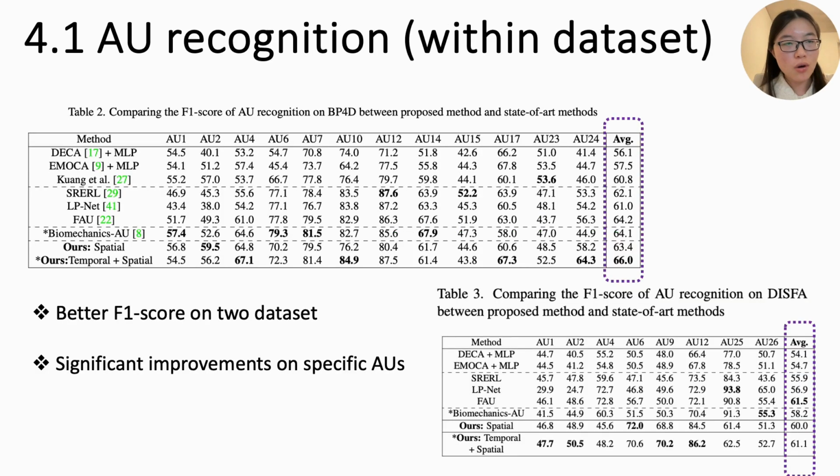In this slide, we show the AU recognition accuracy in terms of F1 score on two datasets, which are within-dataset evaluations. As shown in these two tables, our model can achieve better F1 score on both datasets compared with most of the existing state-of-the-art models. Specifically for some AUs, our model achieves significant improvements.